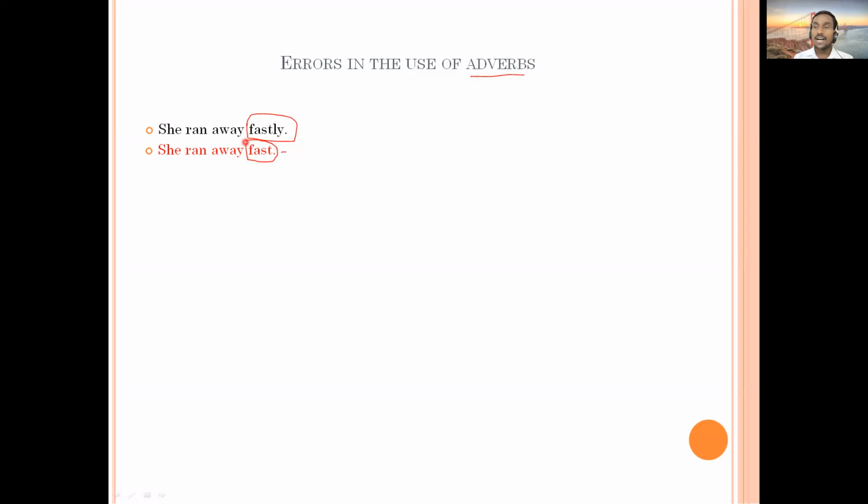Because the word fast itself is an adverb. So therefore we are not using fastly with the ly suffix. Fastly is not used, fast is used. So remember this whenever you are going to use fast. Fast can be used as an adjective and also as an adverb. Here it is used as an adverb.